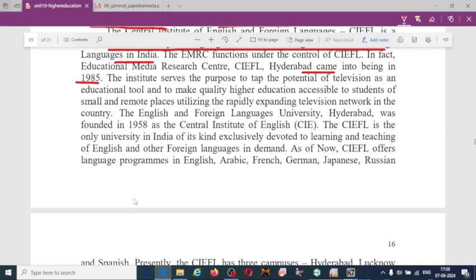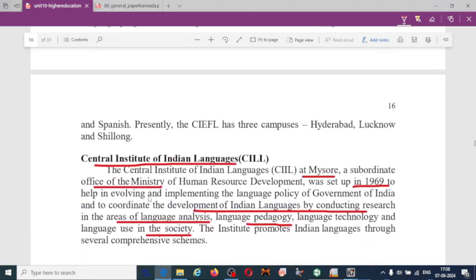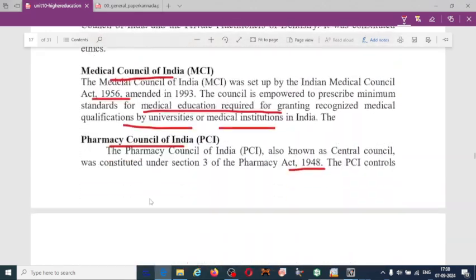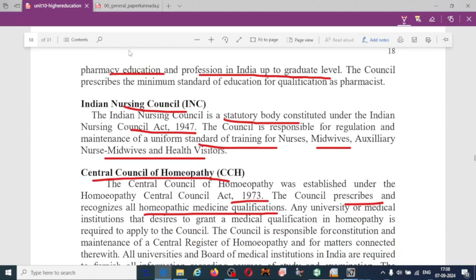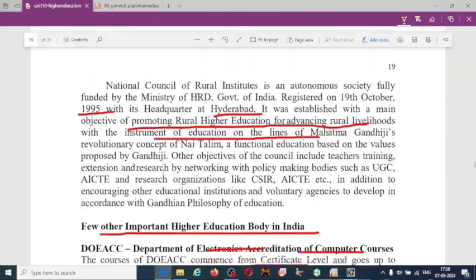So many more statutory bodies are there, and you should remember all their abbreviations, when they were established, and what is the importance of them. Definitely one question will be there from this topic.